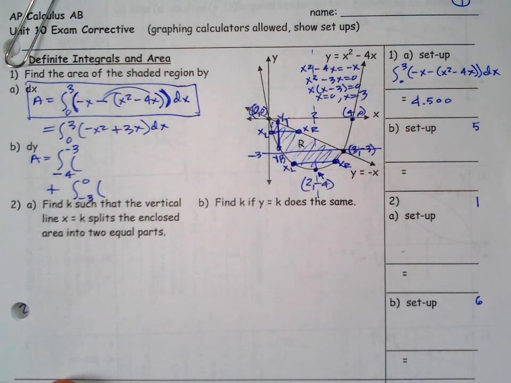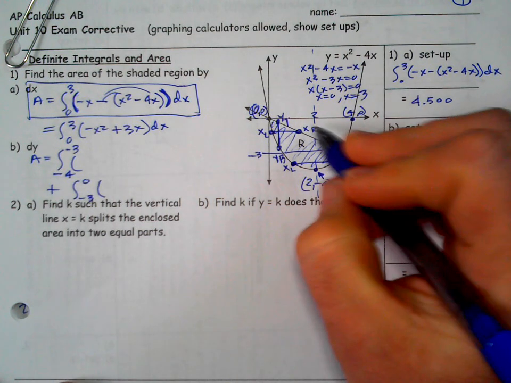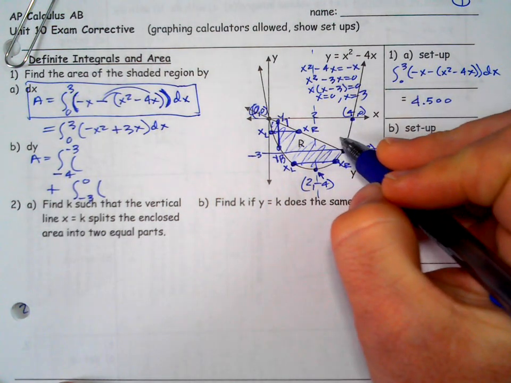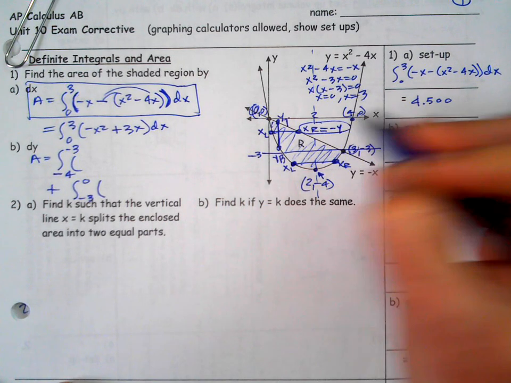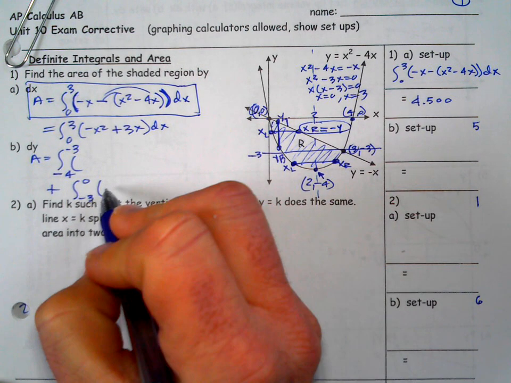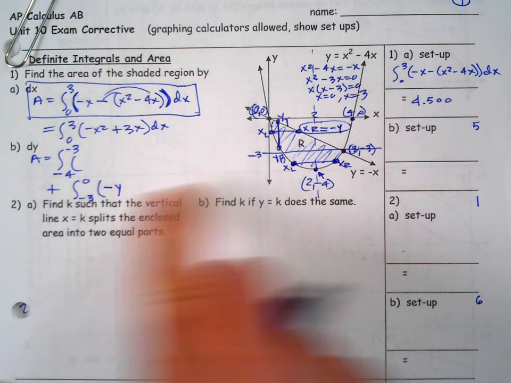So that's part of the challenge, realizing that you got to break it up and realizing what the limits are going to be when you break it up. Now we got to find these x right, x lefts in terms of y. So this is that line. So x right equals -y. So that's going to be x right from -3 to 0.